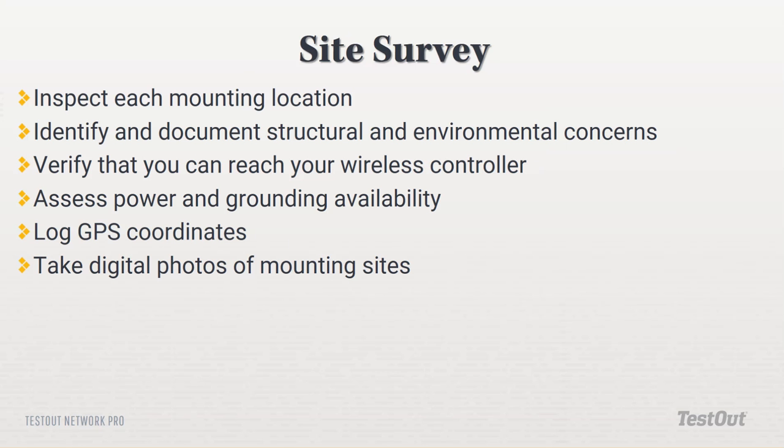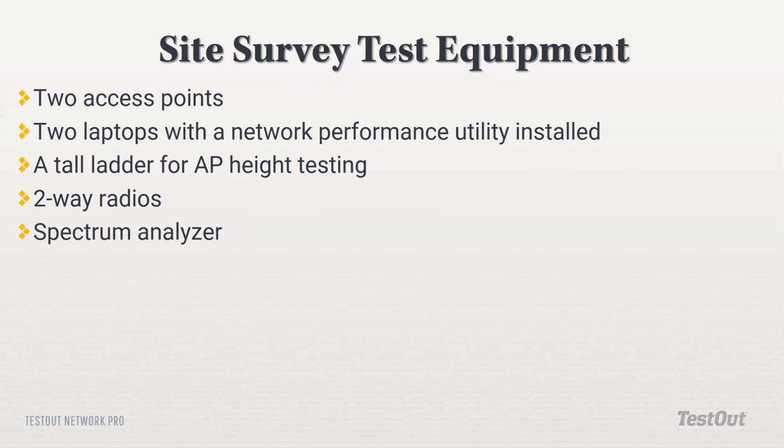Here's your site survey. Again, a lot of this is repetition. Inspect the mounting location, identify and document structural and environmental concerns, and verify you can reach your wireless controller. Having a great access point isn't going to do any good if it cannot reach the wireless controller. What is the power and grounding available? What about your GPS coordinates? And take digital photos of the mounting devices.